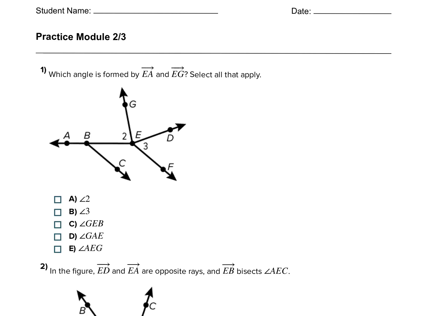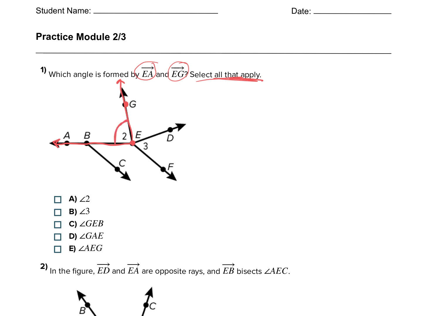Question 1 asks us which angle is formed by the ray EA and EG. Okay, so E is here, and A is here, and then EG is here. And then the other thing it says is select all that apply. So that typically means there's more than one correct answer.